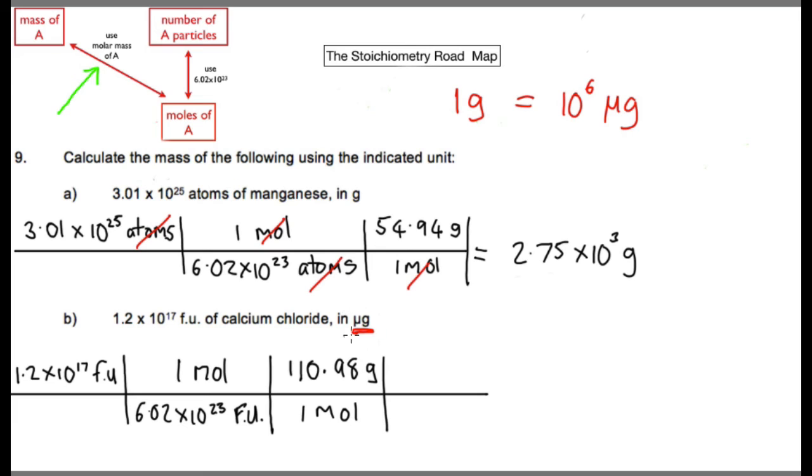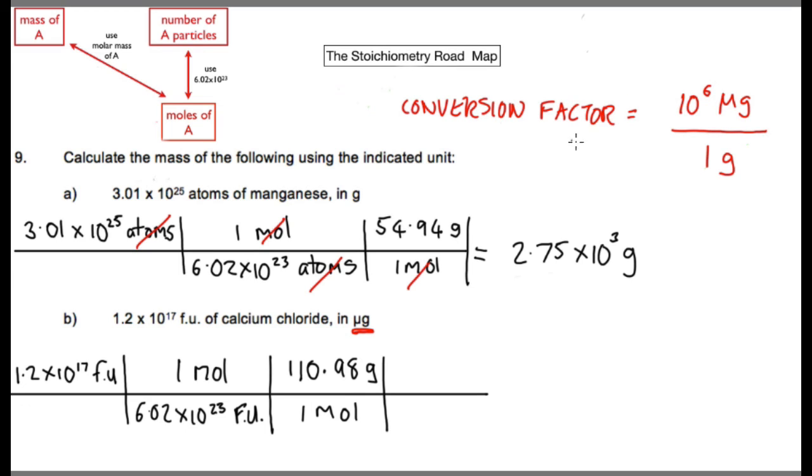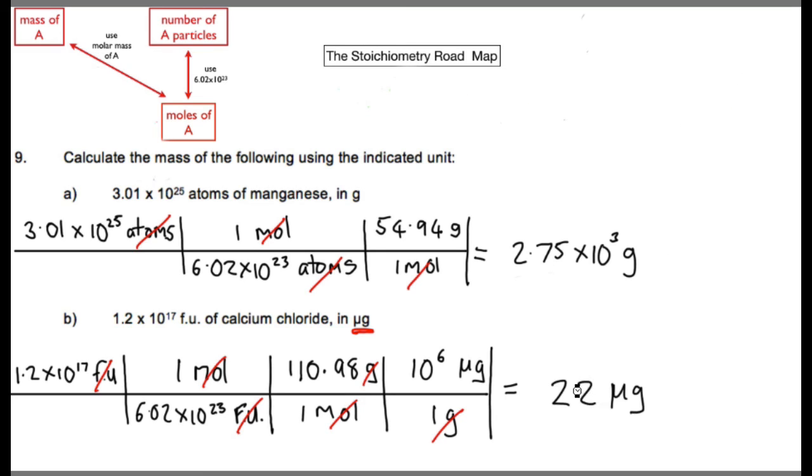Next, we're going to convert to micrograms. We know that 1 gram equals 10 to the power of 6 micrograms. And the conversion factor would have 10 to the 6 micrograms over 1 gram. Micrograms goes on top because it's what we want. Cancel those units out, do the maths. We've got 22 micrograms. We've got 2 sig figs because that's what we have in the question.